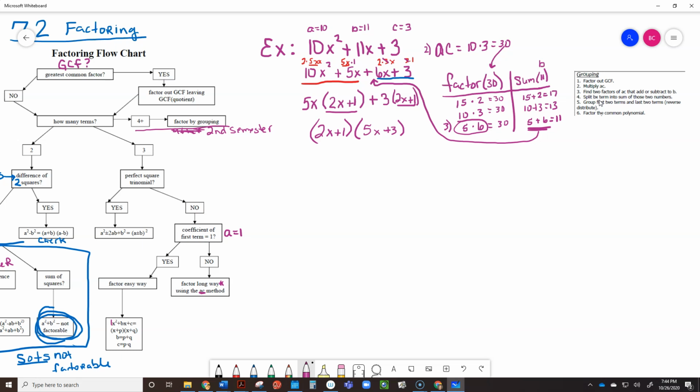I factored out a GCF, it didn't have one. I multiplied A times C. I built my factor sum table. After I found the proper terms, I took the sum right here and split the 11 into 2 parts. And I put the 5 with the 10 because I knew they had a common factor. I put the 6 with the 3 because I knew they had a common factor. Then I factored out a GCF here, factored out a GCF here, and then lastly, factored out this last GCF. And this is the final factorization.